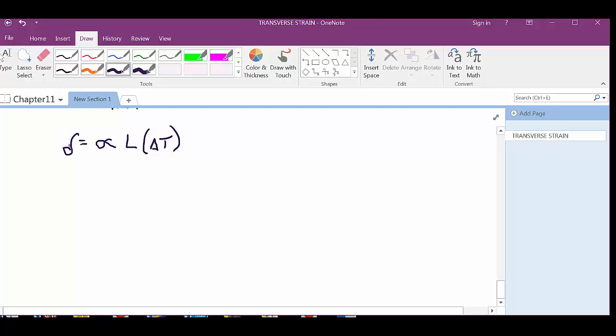So the total change in length, you multiply the linear coefficient of thermal expansion times the original length times what the change in temperature was. Not what the temperature is right now, but the change in temperature. Okay? So you have to do some adding and subtracting there, don't you?